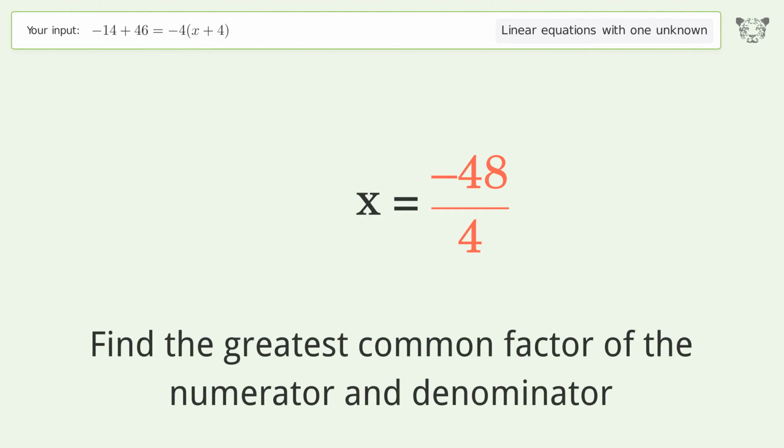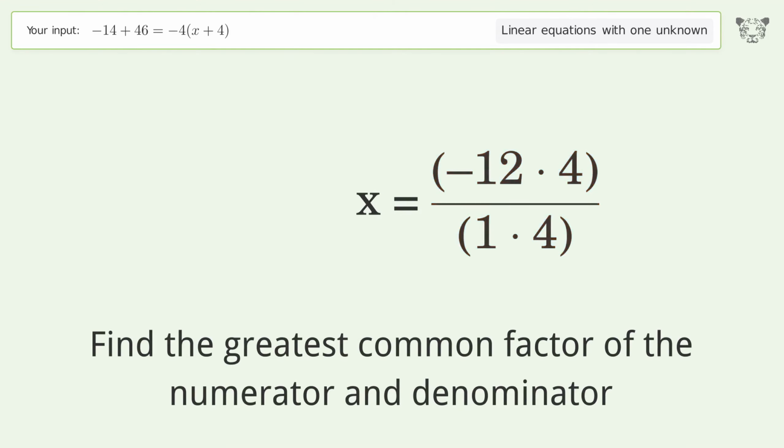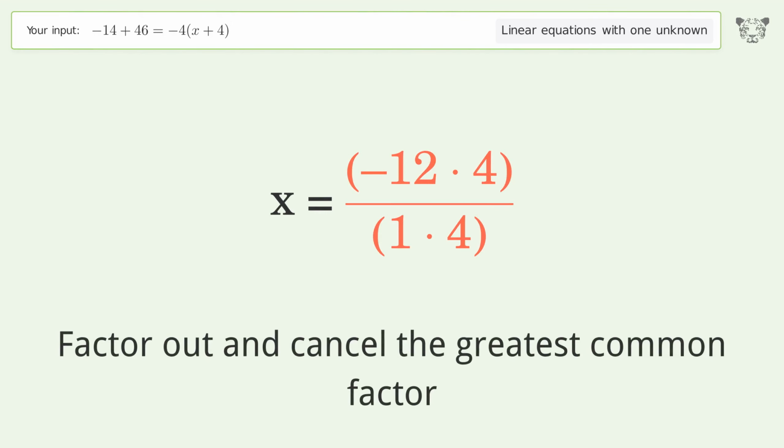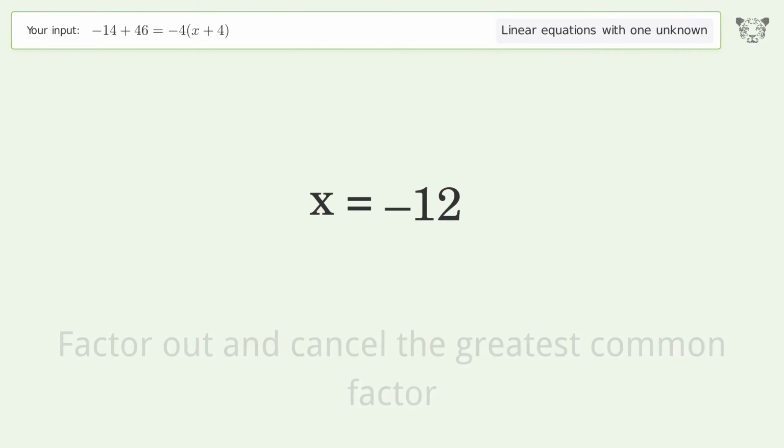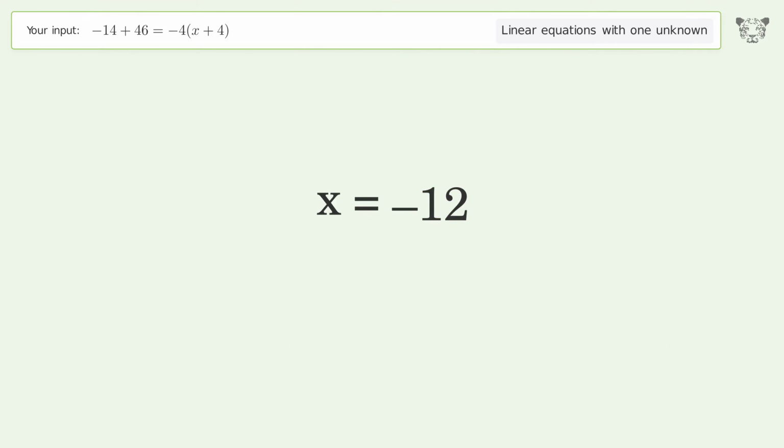Find the greatest common factor of the numerator and denominator. Factor out and cancel the greatest common factor. And so the final result is x equals -12.